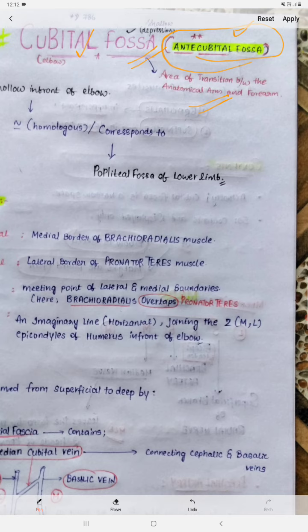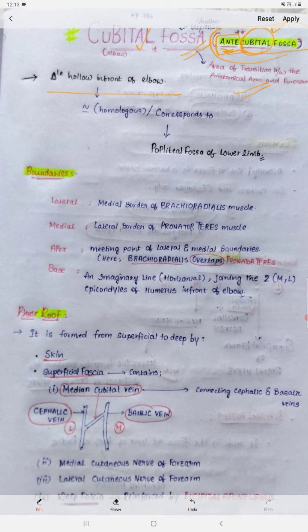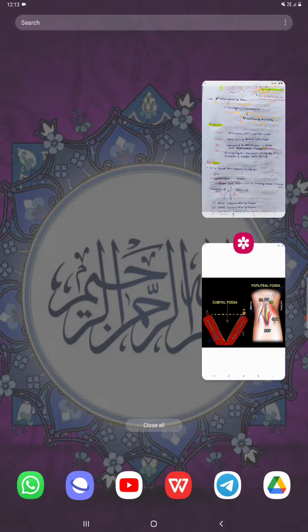And why is it called the antecubital fossa? It means the same, but cubital means elbow, and ante means anterior, A-N-T-E, so the fossa present anterior to the elbow is called the antecubital fossa. So the triangular hollow in front of the elbow is called the cubital fossa, and it is homologous and corresponds to the lower half of the popliteal fossa of the lower limb. And what is this popliteal fossa? Let us take a look.